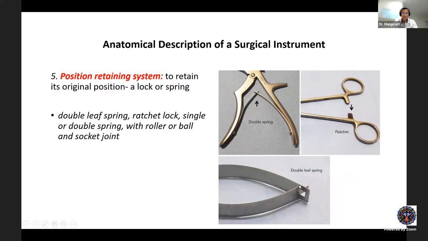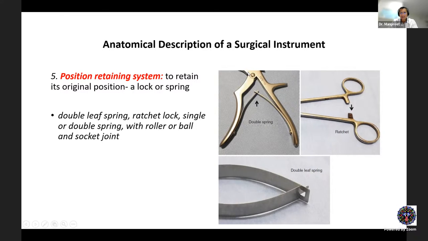Then there's a last one, the position retaining system. To retain its original position, there is a lock or a spring. So I told you that the double leaf spring is a self-retaining system also, and its handle also. So the double leaf spring is most commonly, I think, the retaining system used in ophthalmic instruments.